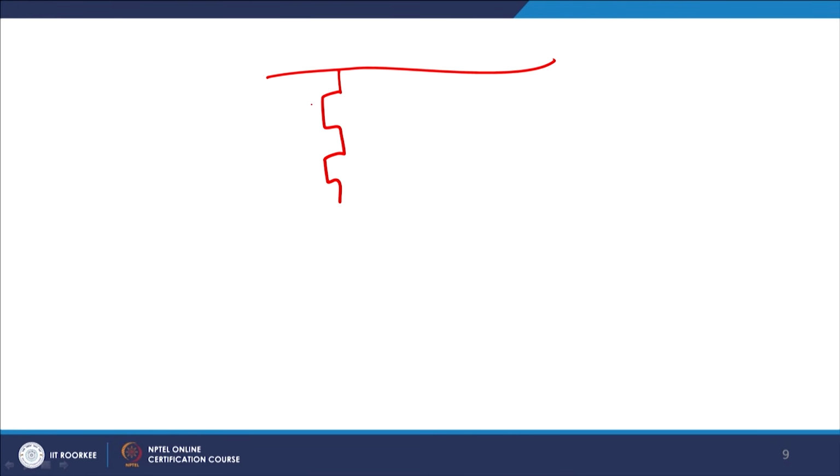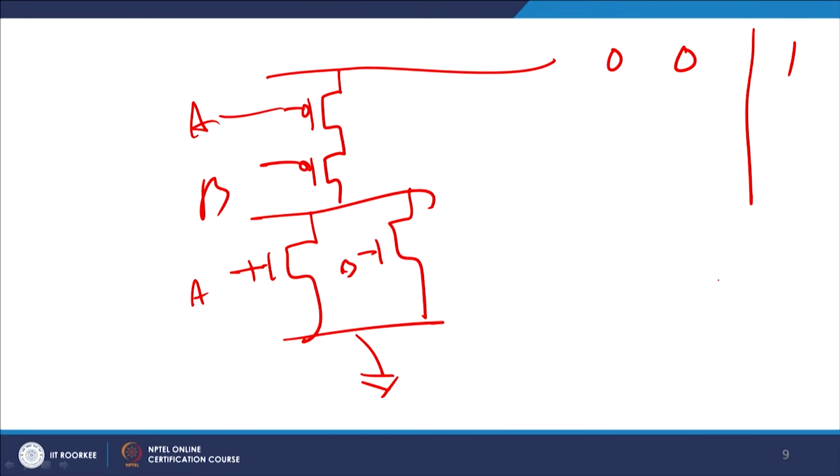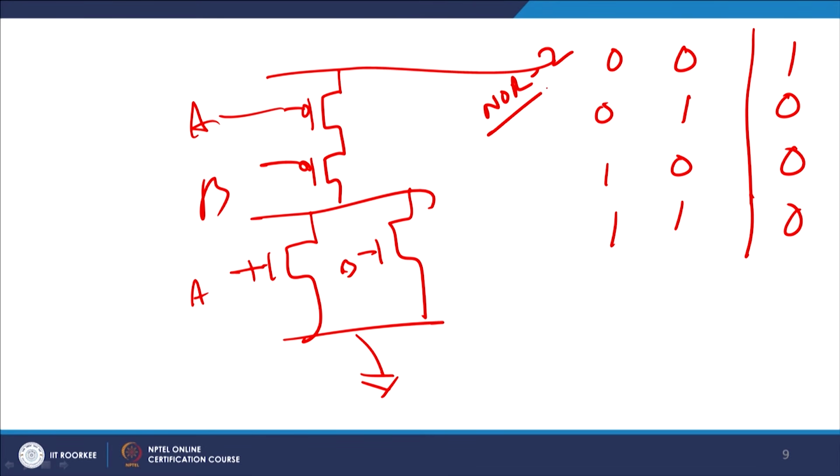Let me just do one thing: this is basically my 2 input NOR. By my previous discussion I have a 2 input NOR, this goes to ground, let us suppose these are all B, this is A, and this is A and this is B. So when both are 0 0, output will be equal to 1, 0 1 will be 0, 1 0 will be 0, and 1 1 will also be 0. This is therefore a NOR 2 logic, right.